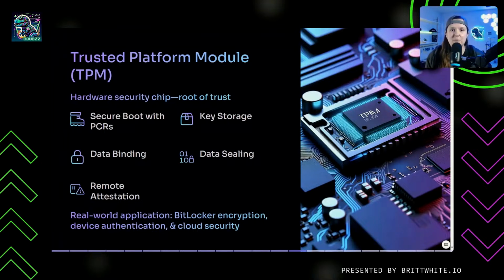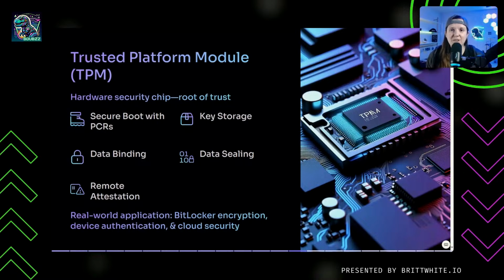Then we have data binding that locks data to that specific device. Steal the hard drive? Good luck. It's useless elsewhere. Data sealing encrypts data and only unlocks it when the system is in a known, safe state. If something's off, that data stays sealed tight. And finally, there's remote attestation. This feature allows your device to prove to other systems that it has not been compromised. It's like having a built-in lie detector for your system's integrity.